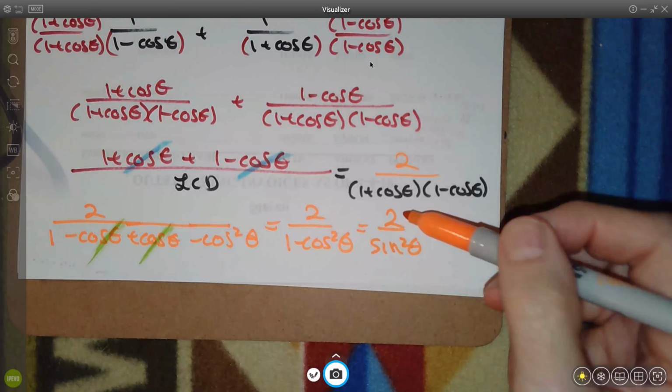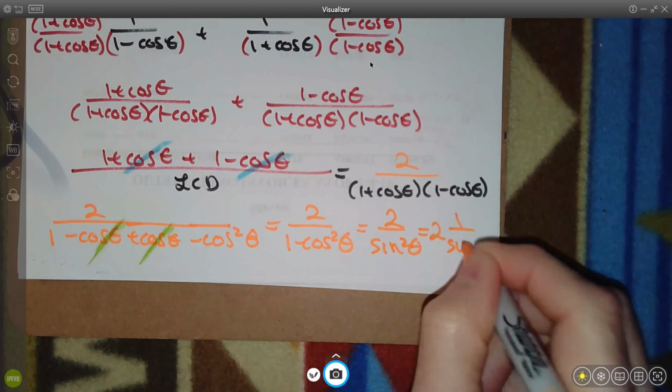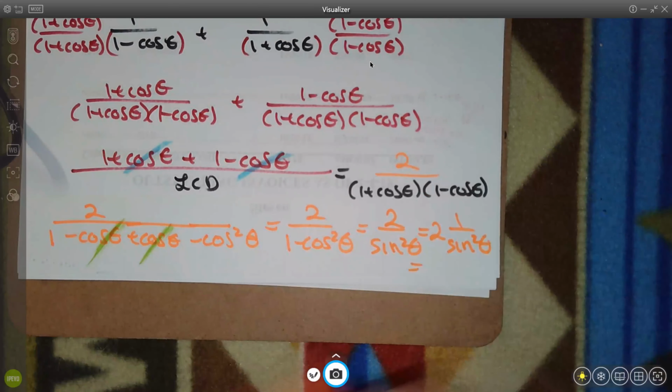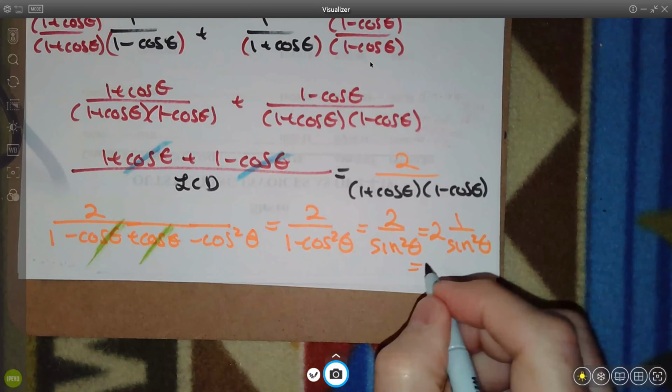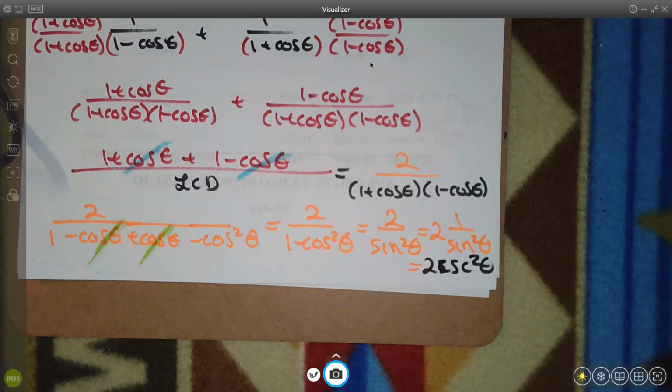But that's really 2 times 1 over sine squared of theta. And 1 over sine squared of theta is cosecant squared of theta. And that's what you should have for your final answer on this one.